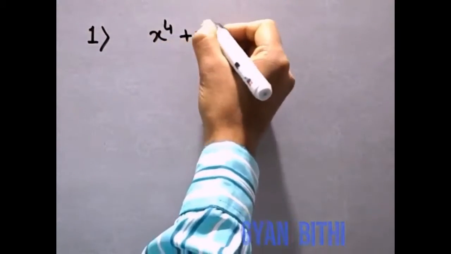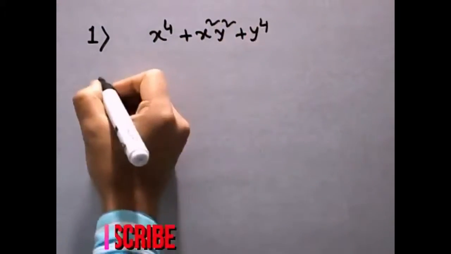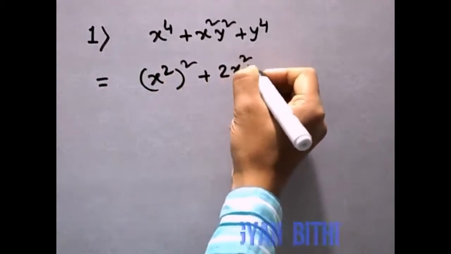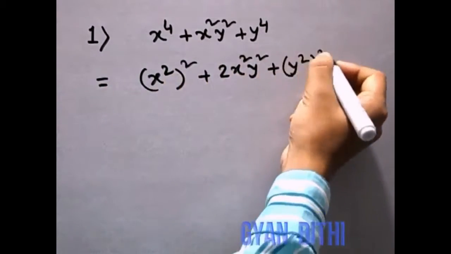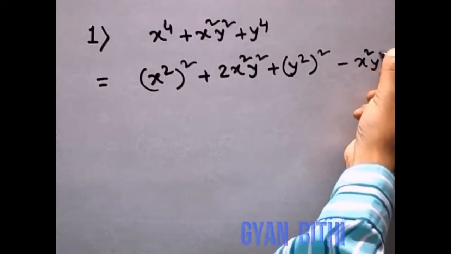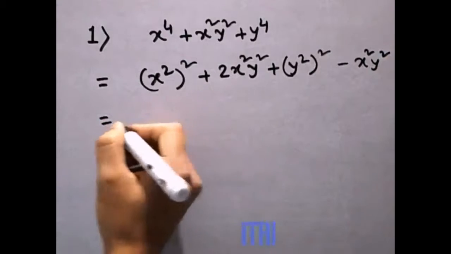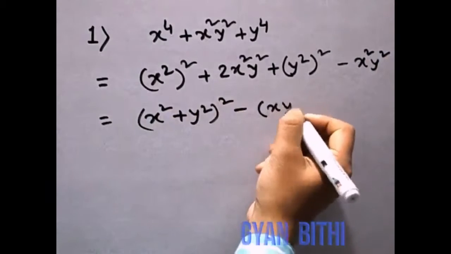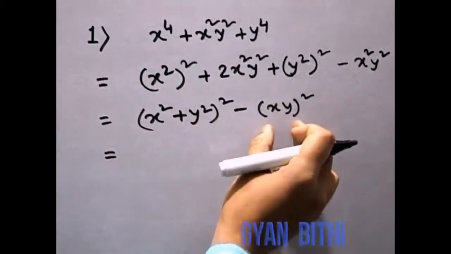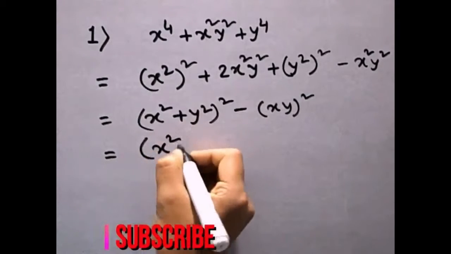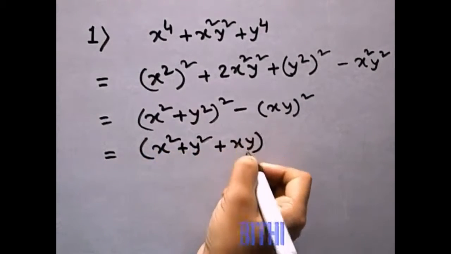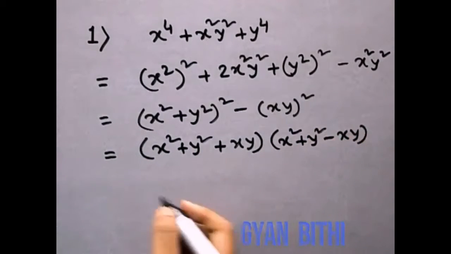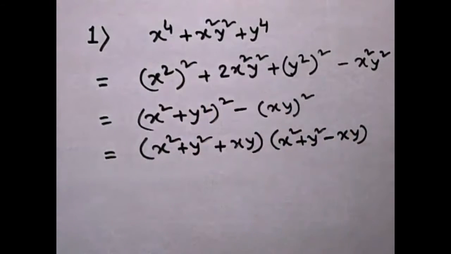x to the power 4 plus x square y square plus y to the power 4 equals x square plus y square whole square minus x square y square, which equals x square plus y square whole square minus xy whole square, that is a square minus b square form. So a plus b into a minus b. This is the factorization of this polynomial.